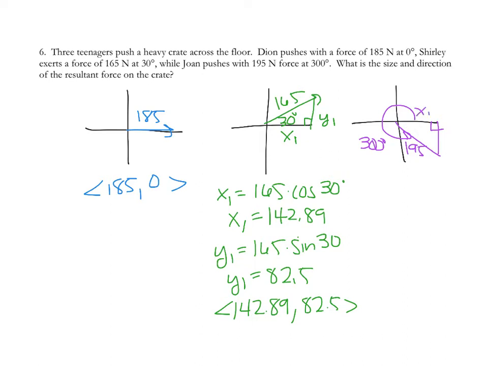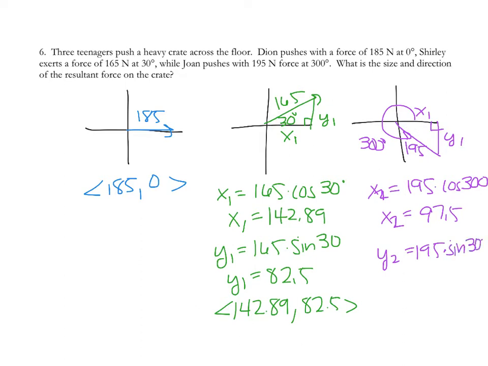So this is x, this is y. X is going to still use cosine, so it's going to be 195 times the cosine of 300. And you get 97.5, and then we're going to find y. That's going to be 195, should call this 2, 195 times the sine, sorry, finding the opposite side, sine of 300.